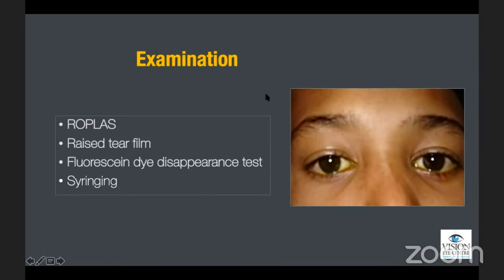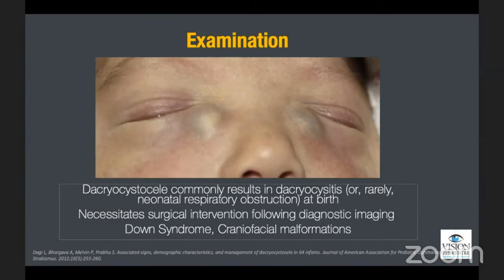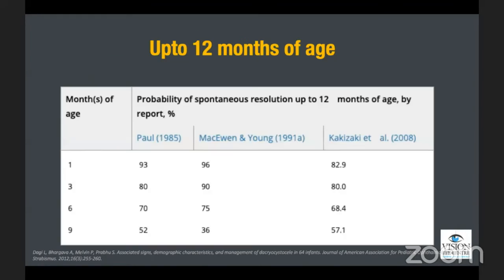Yes. Okay. In some of the older children, syringing can be performed. However, this is usually discouraged as it can lead to canalicular stenosis later. One of the conditions which warrants imaging is dacryocystocele, which can also cause respiratory obstruction at birth. So it's important that these undergo imaging. Apart from that, patients with Down syndrome commonly develop nasolacrimal duct obstructions and craniofacial malformations, so imaging is warranted in such cases.